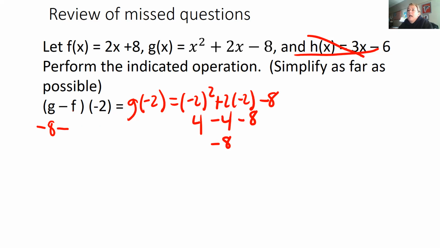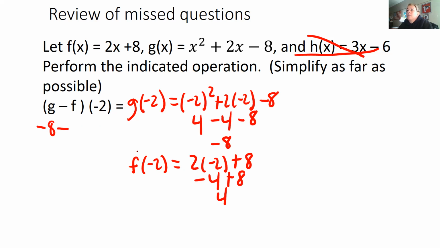And then I have to subtract what I get for f. So f of -2 equals 2 times -2 plus 8. And that gives me -4 plus 8, which gives me 4. So that's what I got for f. So for f, I'm going to put 4. So what's -8 minus 4? -12. So -12 should be my answer for that problem.